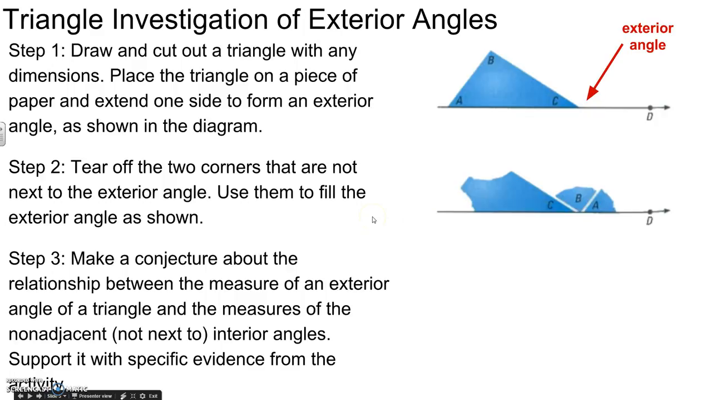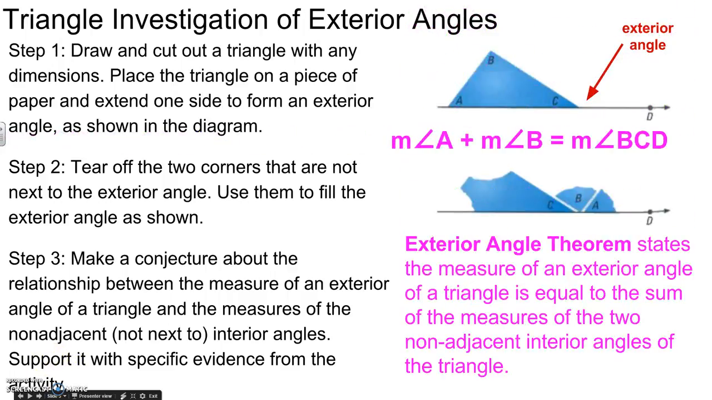Make a conjecture about the relationships between the measure of the exterior angle of the triangle and the measure of the non-adjacent angles. What you see here is the measure of angle A plus measure of angle B equals the measure of angle BCD. This is known as the exterior angle theorem. It states that the measure of the exterior angle of a triangle is equal to the sum of the measures of the two non-adjacent, which means the ones that are not touching, interior angles of the triangle.